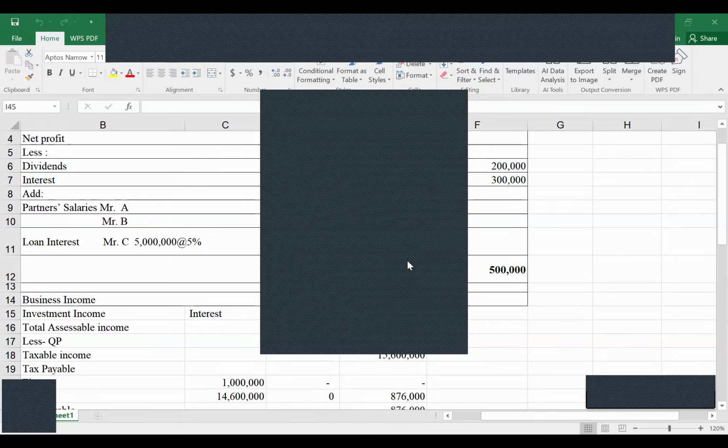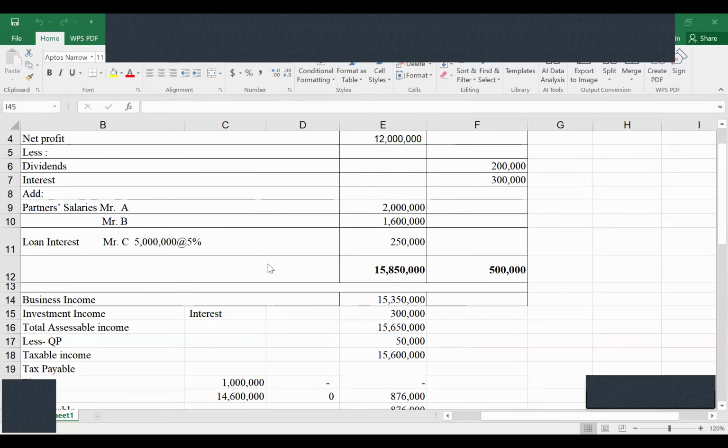I have shared the question. I have included it in the chat box. Okay, it is partner salary A and B. And in addition to that, loan interest of Mr. C, that is, he has given 5 million at the rate of 5%. I have to calculate the loan interest amount, that is 250,000. So I should add it back.